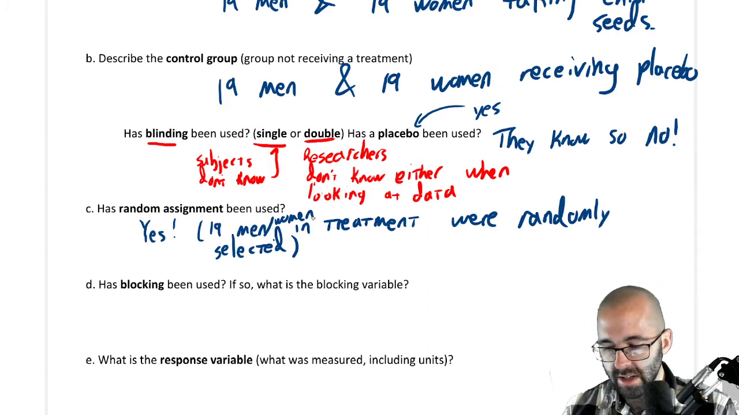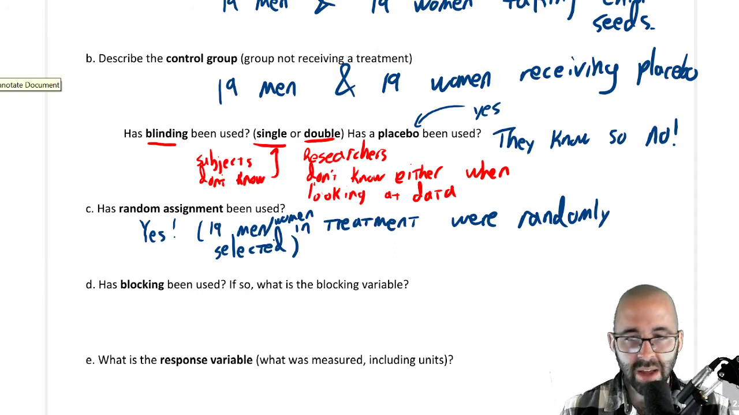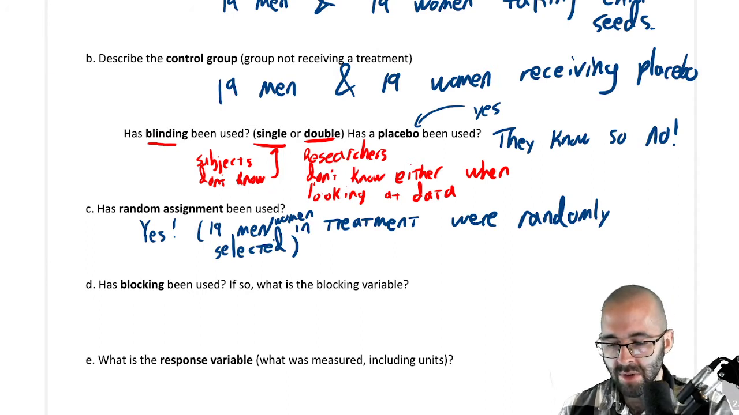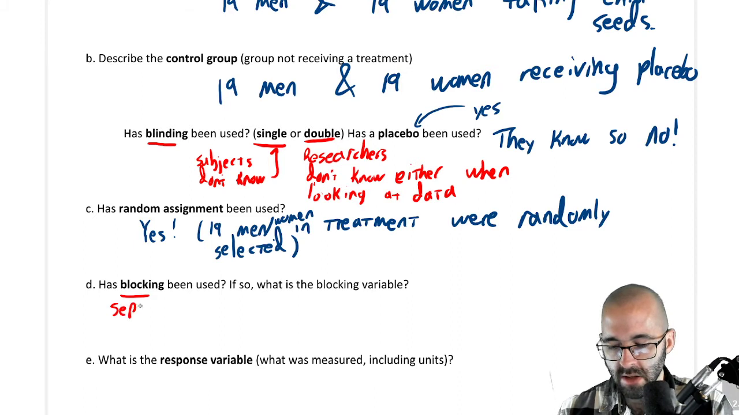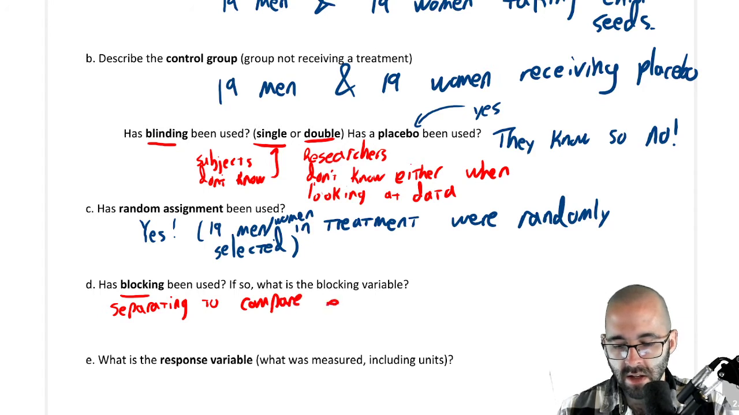Has blocking been used? If so, what is the blocking variable? We haven't talked about that yet. So let's write a definition in red. And that's going to be splitting into groups or separating to compare the effects on different subgroups.